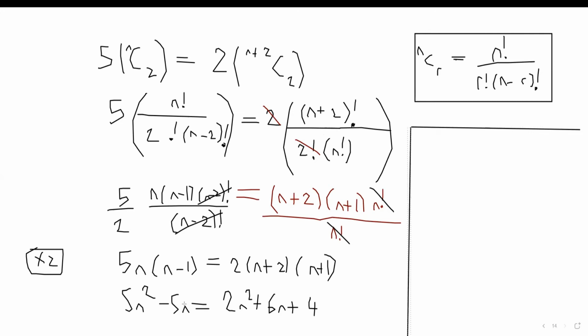So finishing this off now down here, we can bring over 2n squared to end up with 3n squared. We can bring over the 6n over here to get minus 11n. Let me see this. This is n squared plus 3n, yeah, this is right. So this is minus 11n. Then we can bring over the 4 to get minus 4 equals 0.